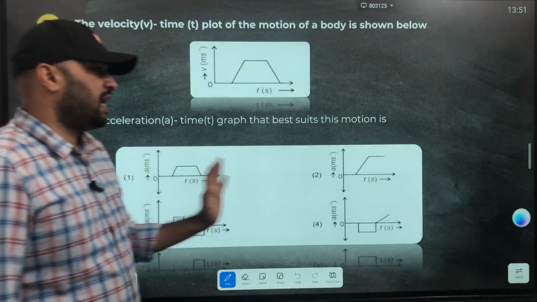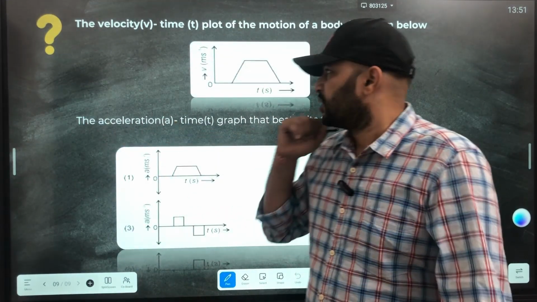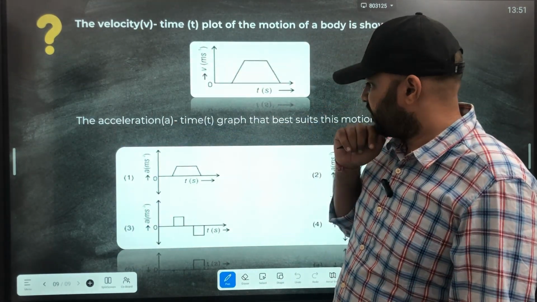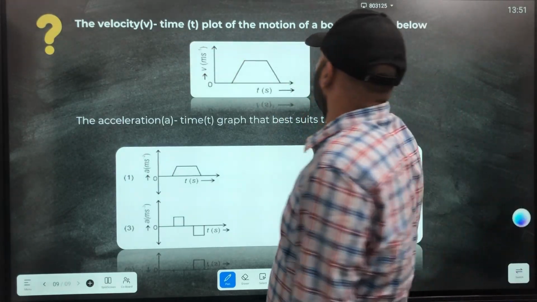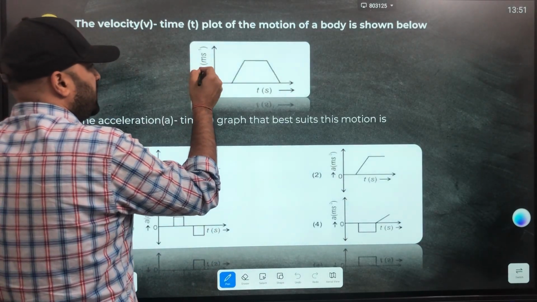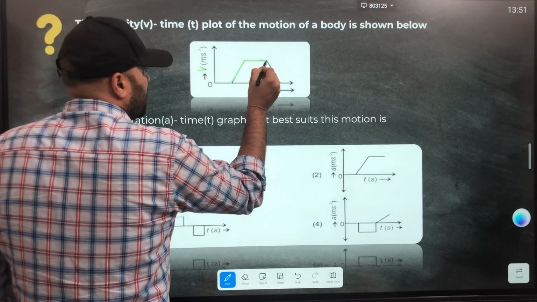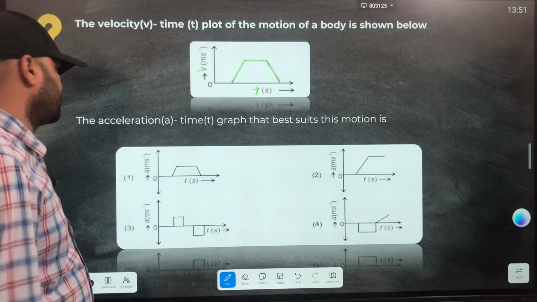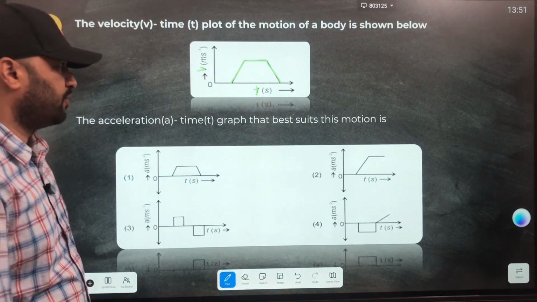So this will be our last question. This question was asked last year in your NEET. So let's see what it is. I hope the graph is not that clear, but I'll explain it to you, don't worry. The velocity time plot of the motion of a body is shown in the figure, right? So this is our v, and this is our t, and the graph starts like this and this. It is basically a conversion graph. The acceleration time graph that best suits the motion will be which one, right?